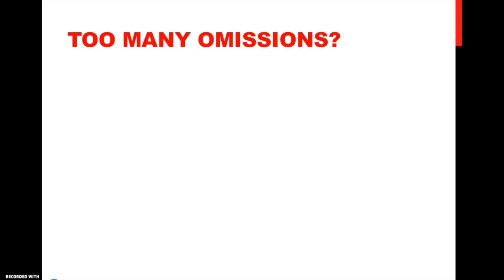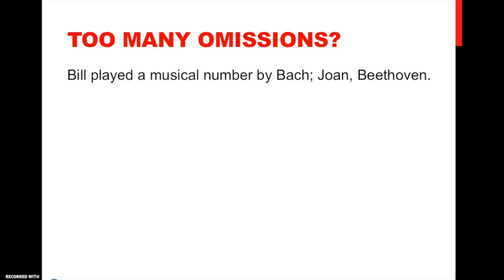Sometimes the verb is exactly like the one in the first clause, but you still may have an awkward sounding sentence if you omit too many words or if you forget the importance of rhythm and sound. Here's what I mean. Let's read this aloud. Bill played a musical number by Bach, Joan Beethoven. We might know that what is meant is that Joan played a musical number by Beethoven. However, at first read, it sounds as though Bill played something written by three people, Bach, Joan, Beethoven.